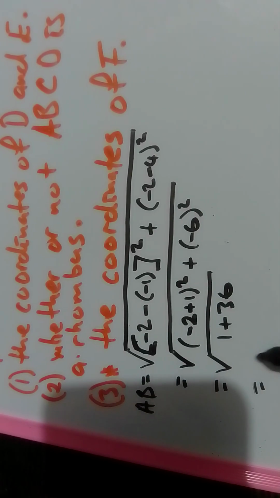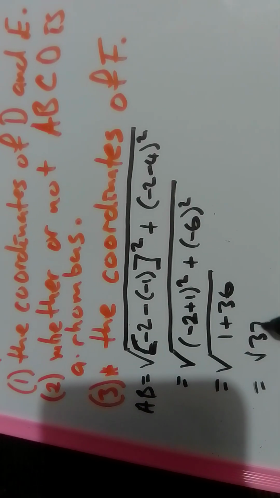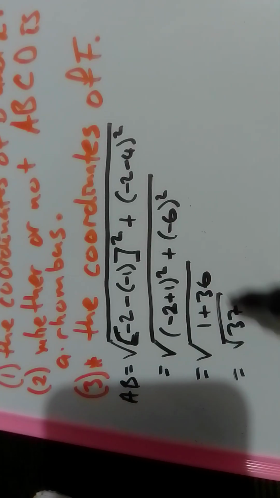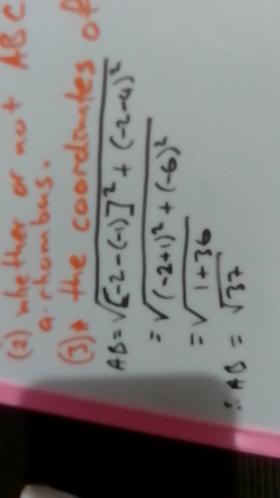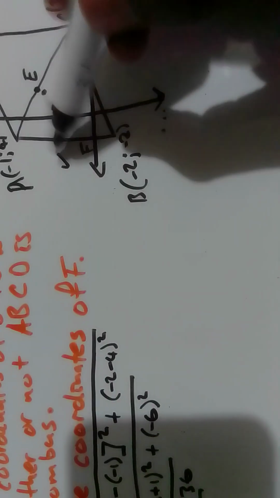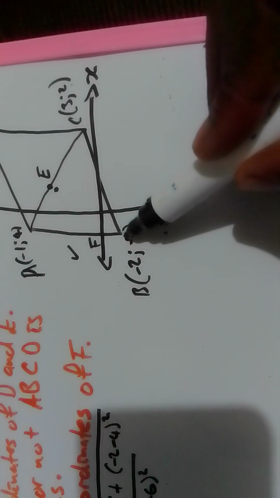And 36 plus 1 is equals to what? Square root of 37. So the answer that you get is in surd form. So I say therefore AB is equals to square root of 37. I found this side. Now I must find the distance for BC.